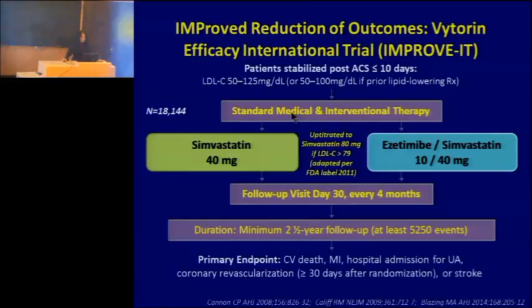They were randomized to standard medical or intervention therapy. So the standard group were the individuals starting on moderate intensity statin with simvastatin 40 milligrams, or the other group involved an addition of ezetimibe to the 40 milligrams of simvastatin. Now, the study protocol involved up-titrating simvastatin to 80 milligrams if the LDL was over 79 milligrams per deciliter. But in 2011, the FDA recommended not using 80 milligrams, so some of the patients got their dose bumped down to 40. So they looked at the hard endpoints here: cardiovascular death, myocardial infarction, hospital admission for unstable angina, coronary revascularization, or stroke. And what did the data show?